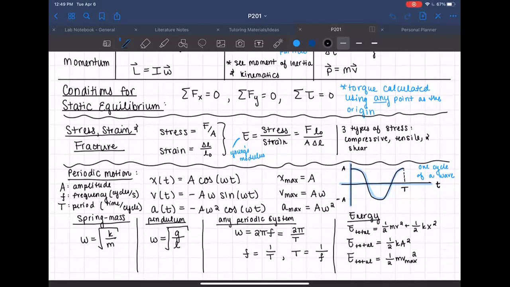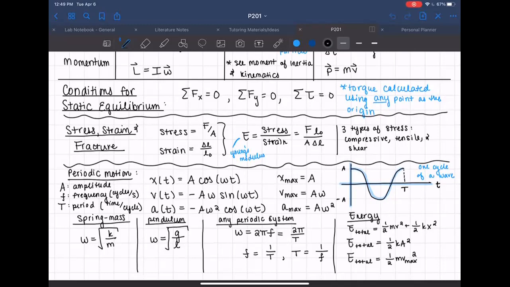Just a nice little tidbit I think to have there is the fact that the torque can be calculated using any point as the origin. So that's just really helpful when solving those types of problems. If you have multiple unknown forces, it might be advantageous to put your origin at the location of those unknown forces, because then when you're calculating torques, the radius would be 0 and you don't have to worry about them.